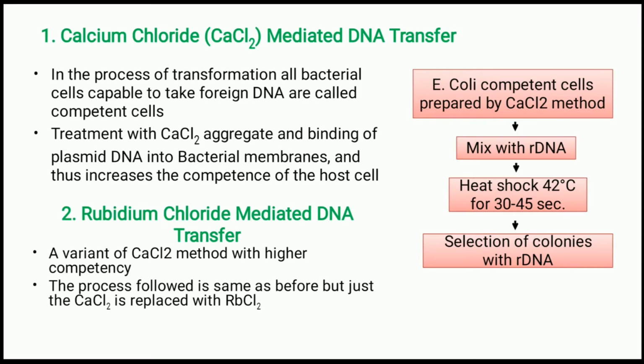Then the recombinant DNA is mixed with those competent cells and exposed to heat shock for a short period of 30 to 45 seconds at 42 degrees Celsius. Again, keep them in ice for a certain time. Now, some E. coli take the recombinant DNA inside the cell. Those cells are identified with the help of selection markers associated with the plasmid. Similar to calcium chloride, rubidium chloride is also used. It can convert the E. coli cells into competent cells and make them take up the external DNA.